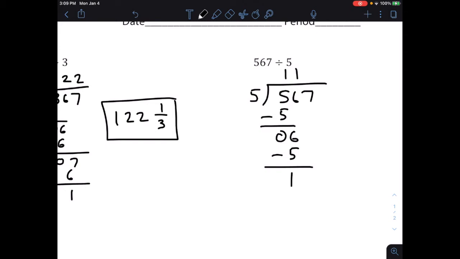So then we bring down the 7. So we have 5 goes into 17 three times. So 5 times 3 is 15. And if we subtract that, we end up with a 2. No more numbers to bring down. 5 can't go into 2. So we write our answer as 113 2/5.